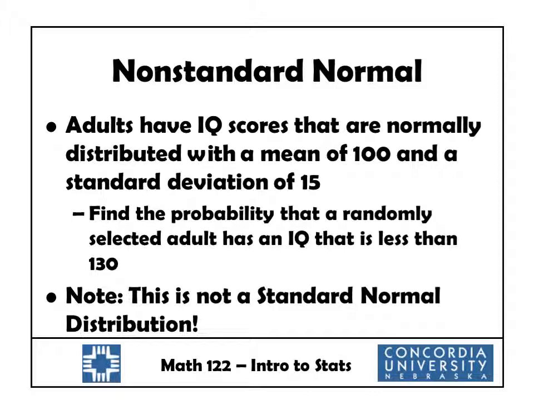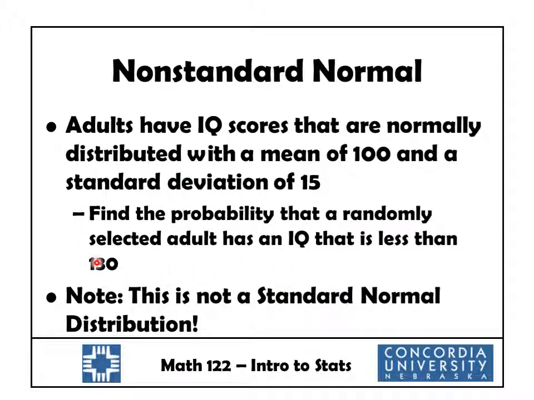The next type of distribution we talked about was the non-standard normal distribution. Non-standard means that we have a mean different than 0 or a standard deviation different than 1. And the example we used in class was IQ scores that are normally distributed, with a mean of 100 and standard deviation of 15. So this is not a standard normal distribution.